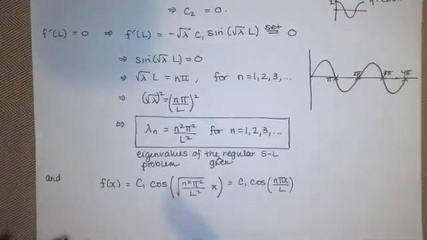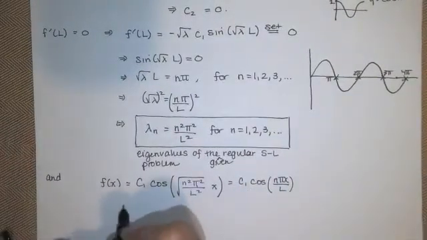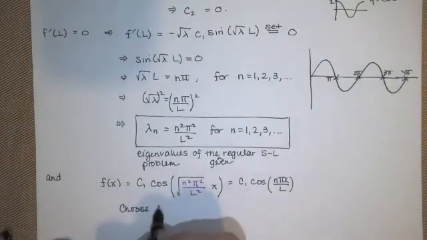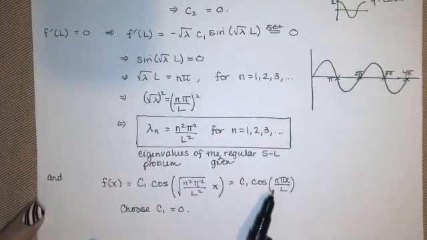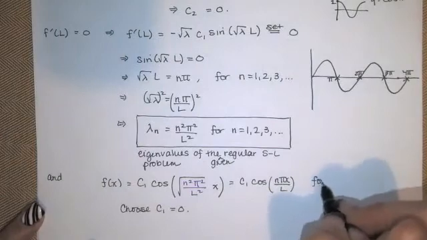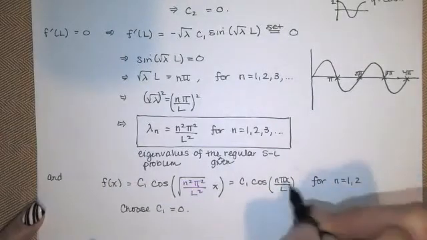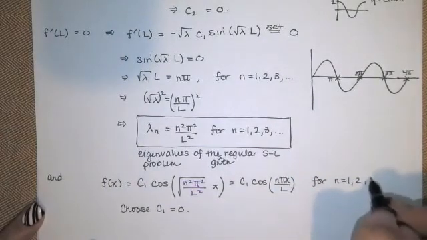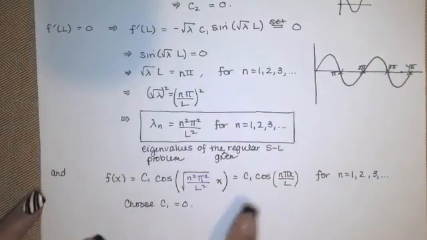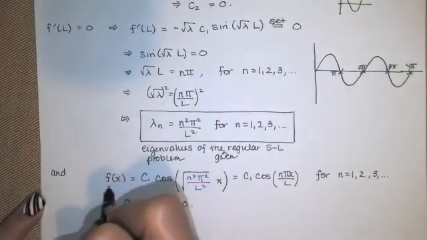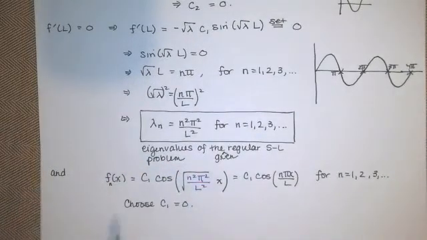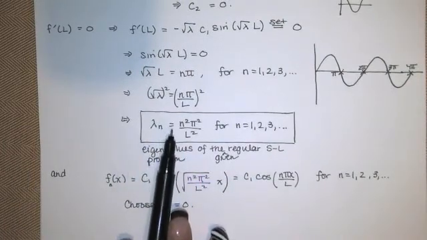And we don't need that constant. So we will choose C1 to be equal to 1. Now this is an infinite family. This is one function for every value of n, and for n starting at 1, n equals 1, 2, 3, and so on. So rather than calling this f of x solution, I'm going to call it f sub n of x. So I've got an eigenfunction for every value of n corresponding to a particular eigenvalue.